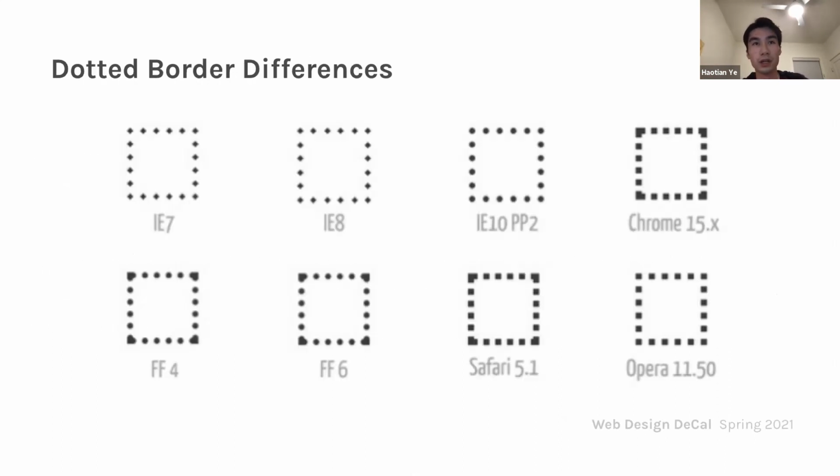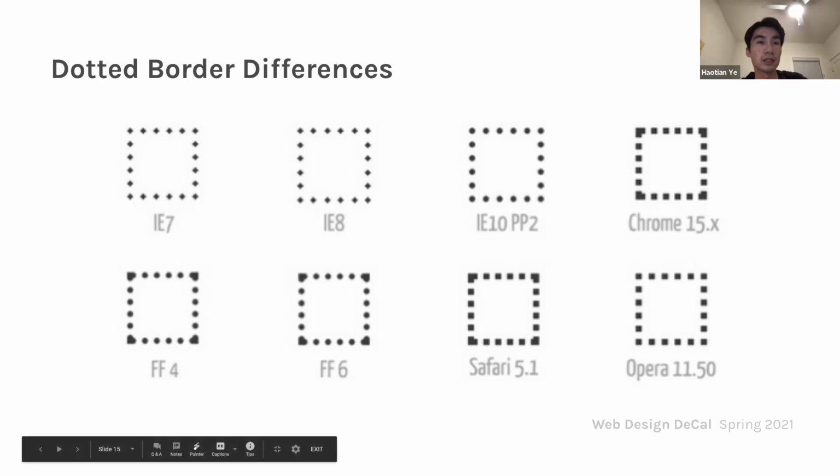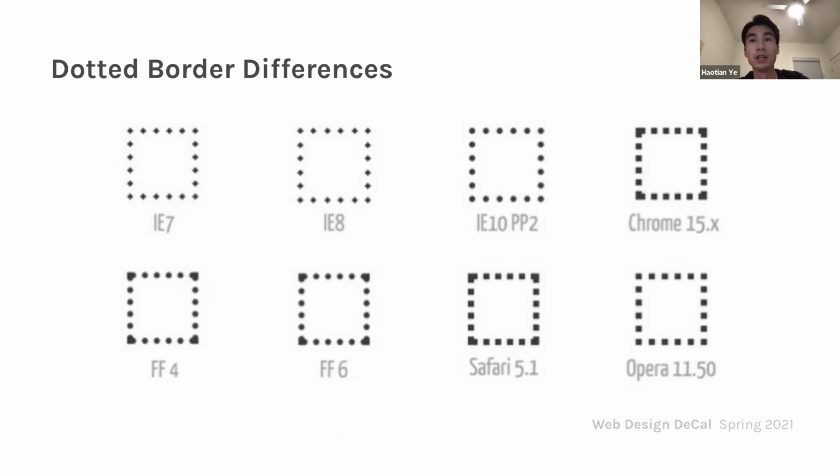So, oh yeah, this is what I was talking about. Here we see that since we have different browsers, these are their different takes on borders. Internet Explorer 7 and 8 have this kind of diamond shaped border, but Internet Explorer 10 has circle borders, and then Chrome 15 has square borders with sharp corners. Firefox has its own take. Firefox 4 and 6 are a little bit different from each other. Safari has its own take. Opera has its own take.